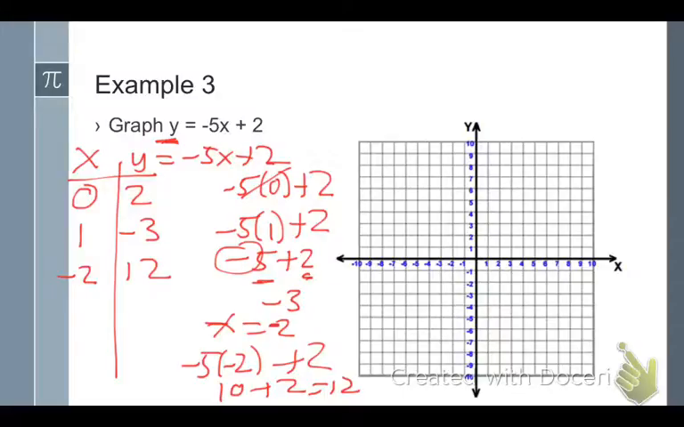0, 2 will be right there. 1, negative 3 will be right there. And then I would have negative 2, 12. Well, 12 is going to be off here somewhere. It's going to be up a little bit higher than my graph will show me, but I can see that third point would be approximately in a line, and that's really a bad line. You should use a ruler to draw your lines, unlike I just did. But so there's another example of graphing a linear equation.